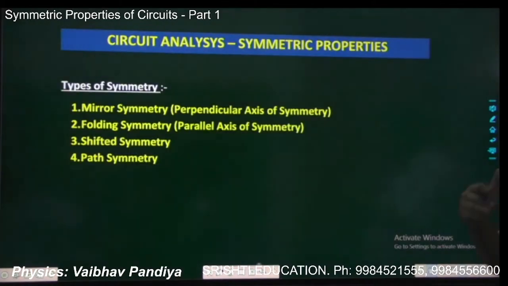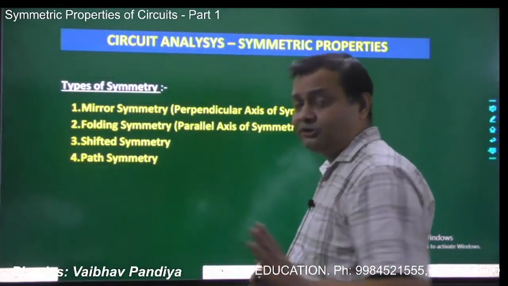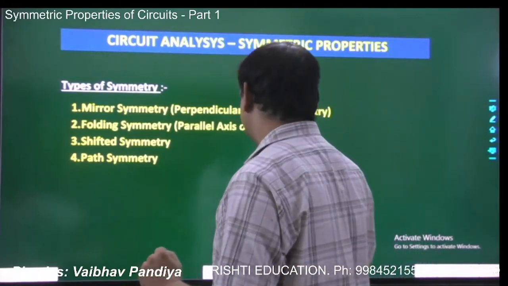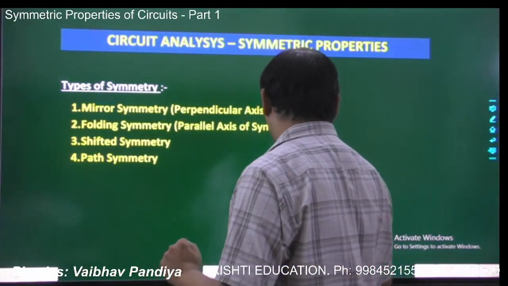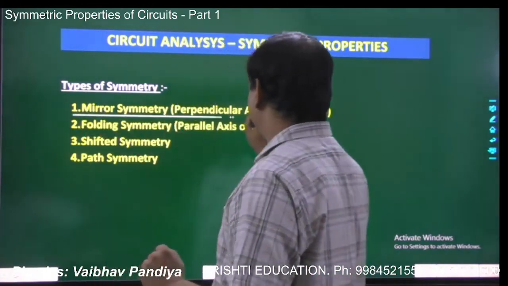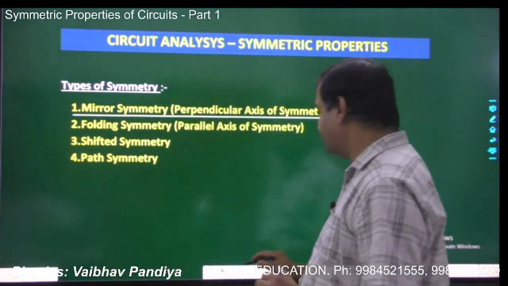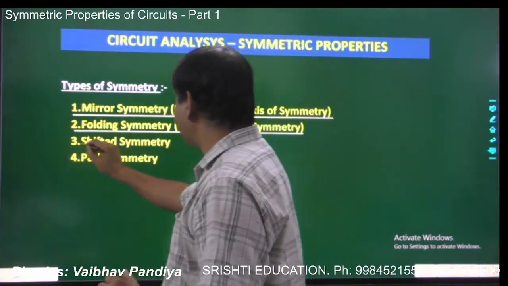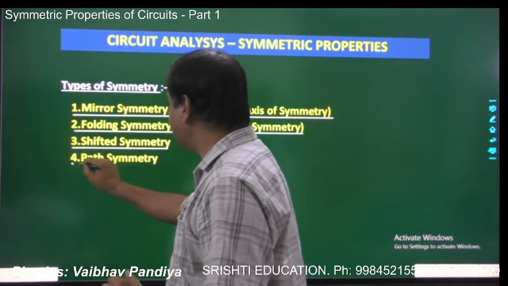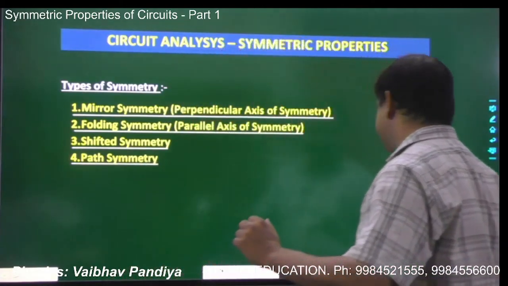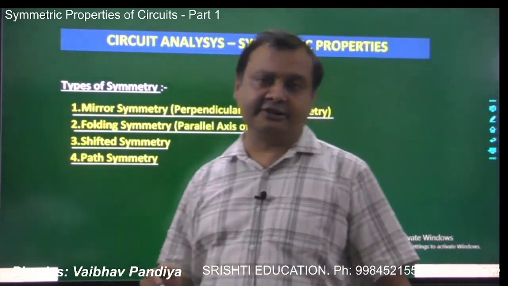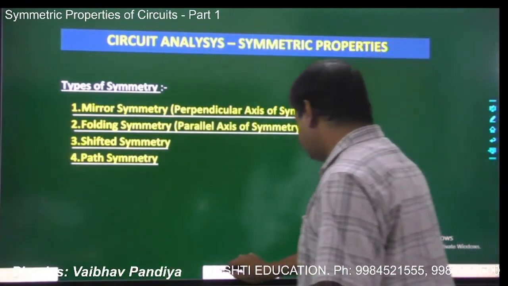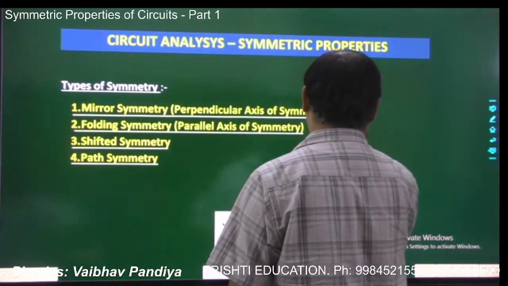Now let's see how many types of symmetry we will study. Basically, we are going to analyze the circuit using four kinds of symmetry. The first one will be the mirror symmetry, which is also called the perpendicular axis of symmetry. This will be the subject of the present lecture. The second one is the folding symmetry or the parallel axis of symmetry. The third one will be the shifted symmetry, and the fourth one will be the path symmetry. So in all, we will see how we can analyze the electric circuits by four types of symmetry.